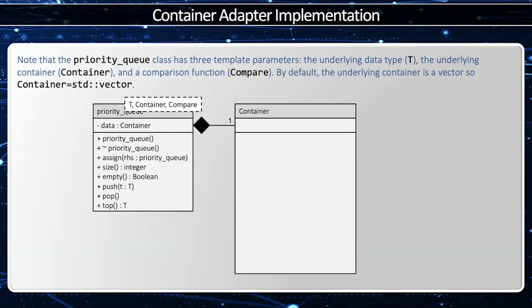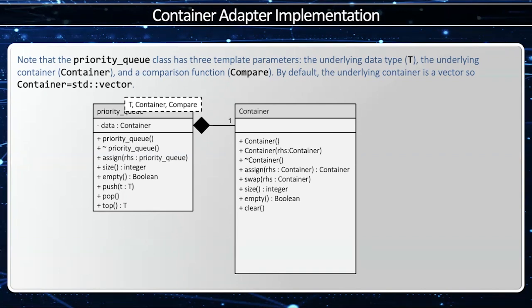All right, let's dive into this container a little bit more. This container must have a default constructor. It must have a copy constructor and a move copy constructor, and it must have a destructor. It must have an assignment operator and a swap. We must be able to tell how many elements are in the container, whether it's empty, and how to clear the elements in the container. All these must be provided by the container adapter for us to use it in our priority queue.